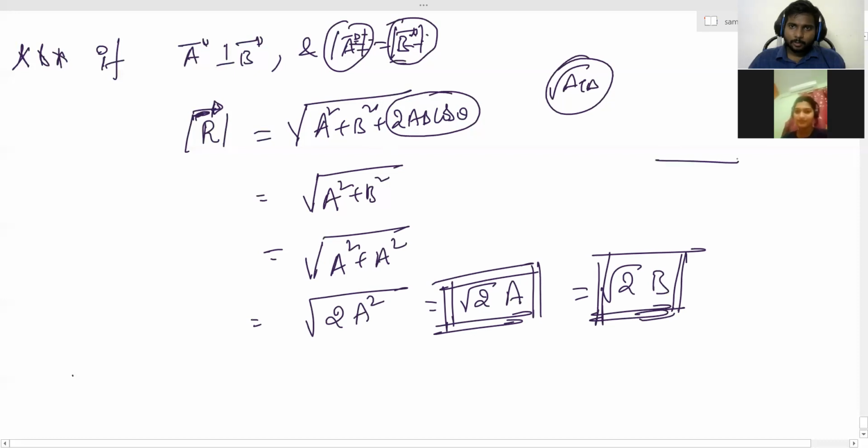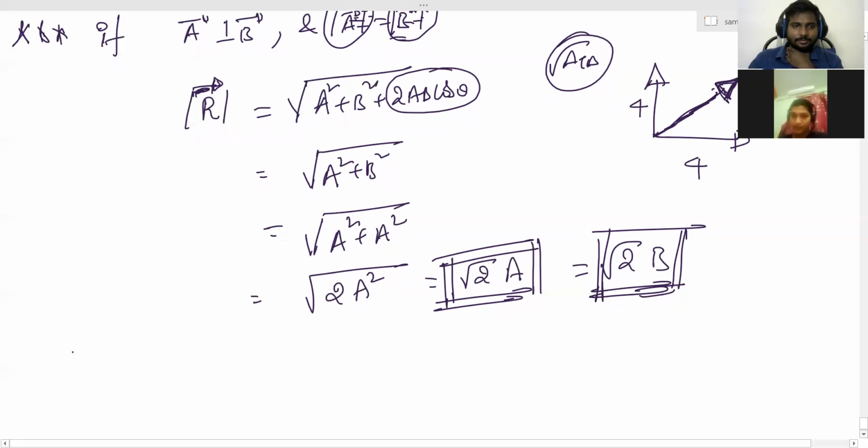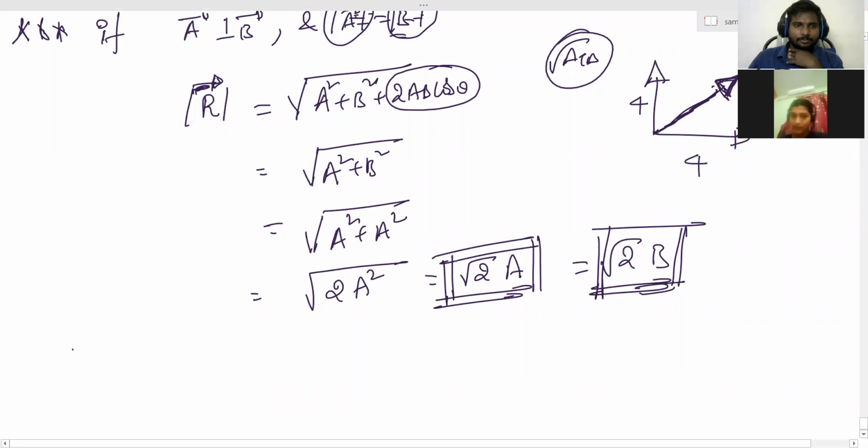So whenever there are two perpendicular vectors, suppose each is 4 in magnitude, perpendicular to each other, 4 i cap, 4 j cap like this, the resultant will be 4 root 2. Or if it is 5 and 5, the resultant will be 5 root 2. Both will be perpendicular to each other.